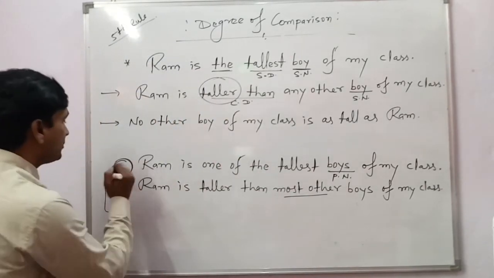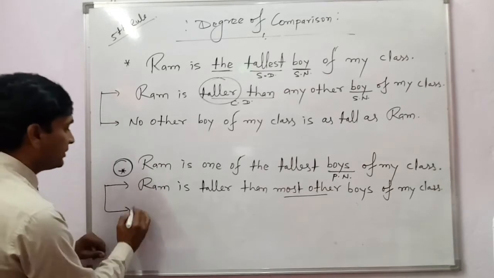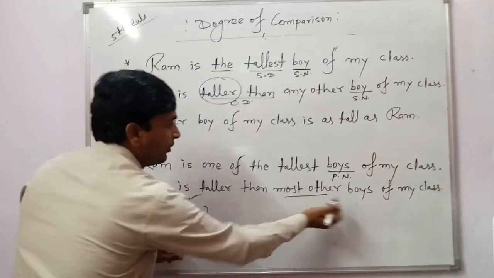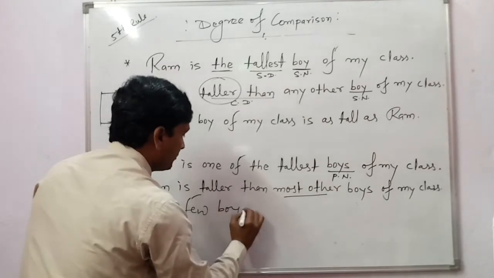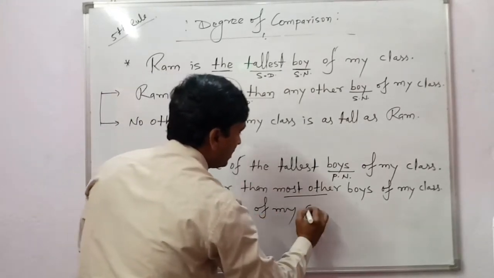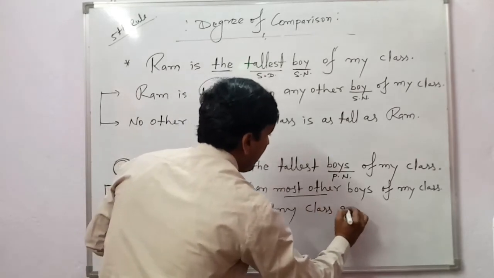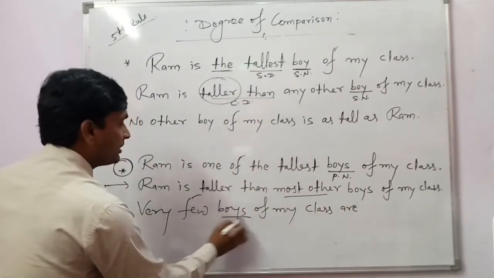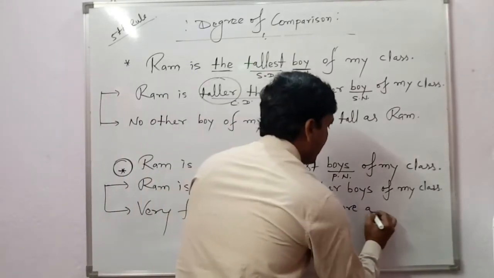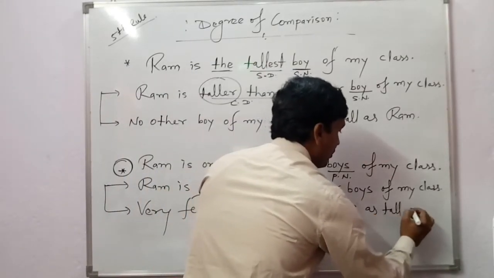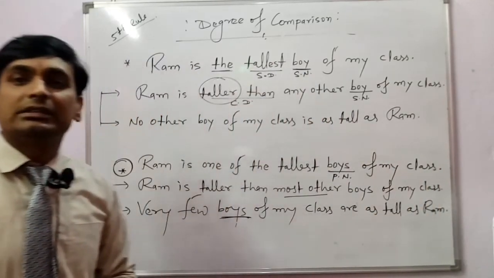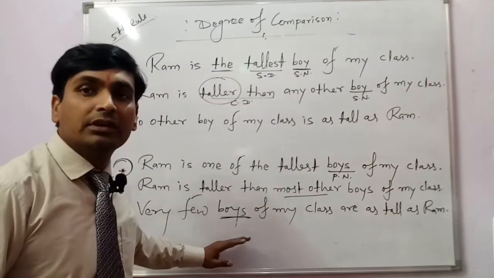While changing it into the positive degree, it will be changed with the help of "very few." Very few boys of my class are. Why "are"? Because here is a plural noun. So, very few boys of my class are, and then what? As tall as Ram. So this sentence has been changed into the positive degree.